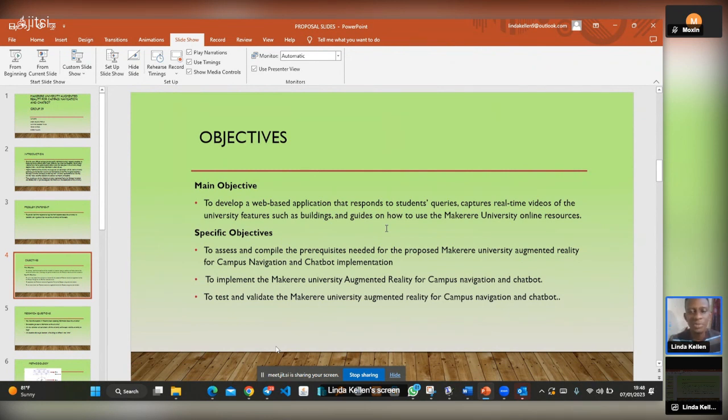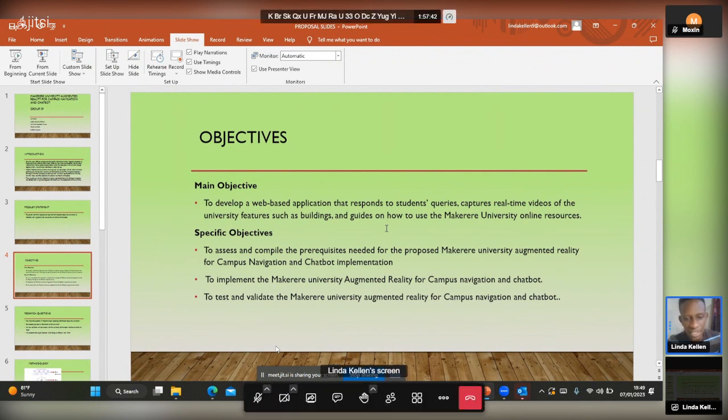Apart from locations from real-time videos and photos, students shall be guided on how to use the Makerere University online resources. By online resources, we mean the library. There's an online library apart from the physical library that very many people do not know about. There is Mwele, and there's also ACMIS, normally referred to as the student portal, where the different marks are uploaded and so on.